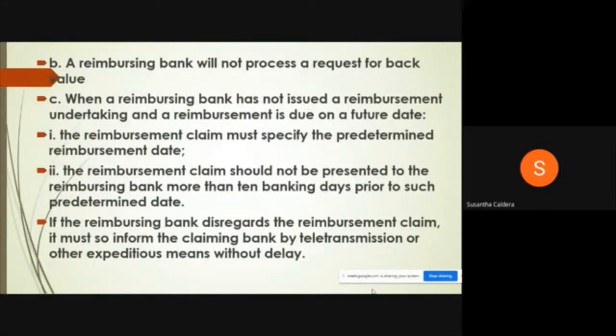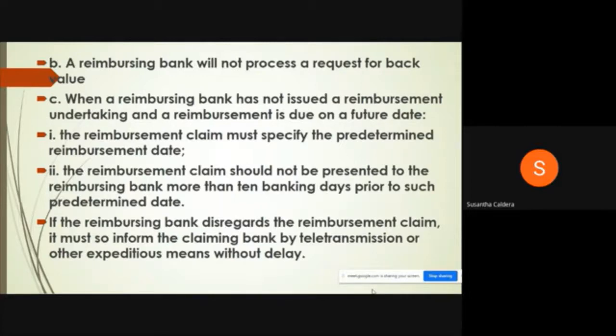The reimbursing bank will not process a request for back value. When a reimbursing bank has not issued a reimbursement undertaking and a reimbursement is due on a future date, the reimbursement claim must specify the predetermined reimbursement date. Right? Must specify the predetermined reimbursement date.